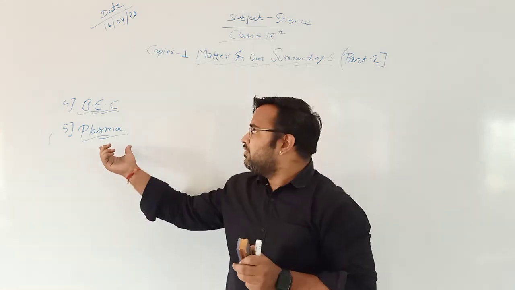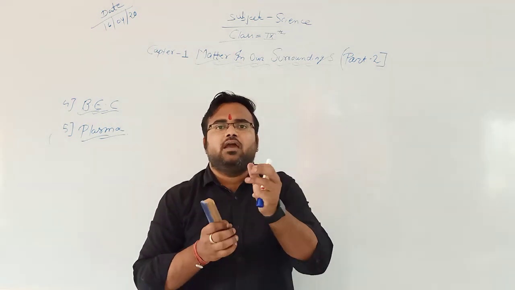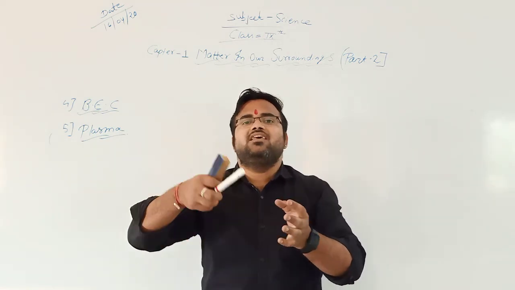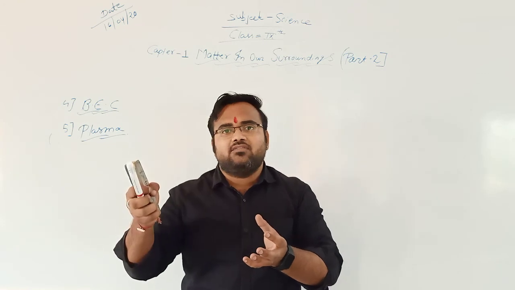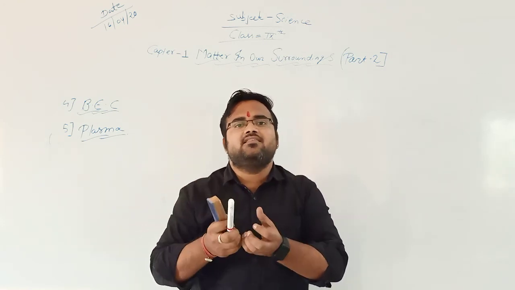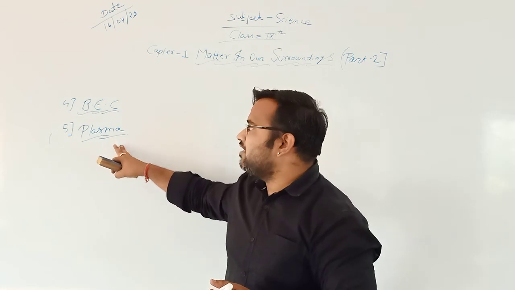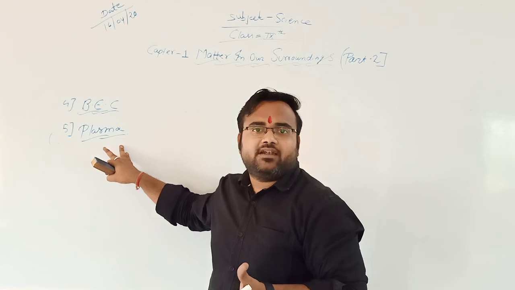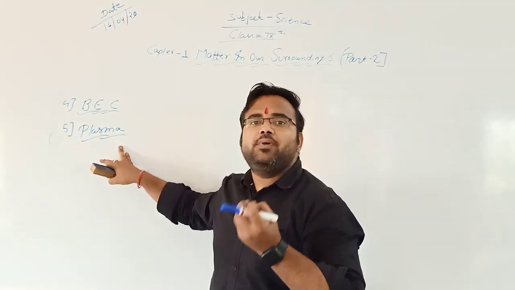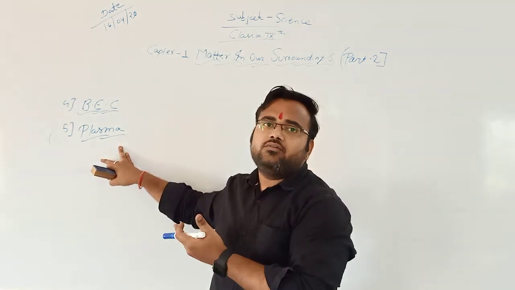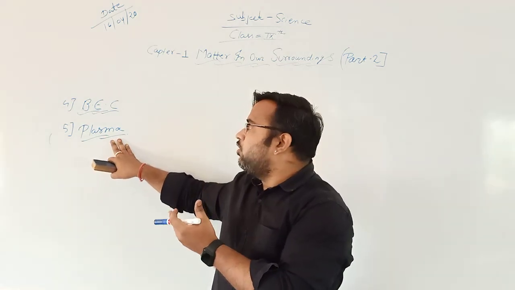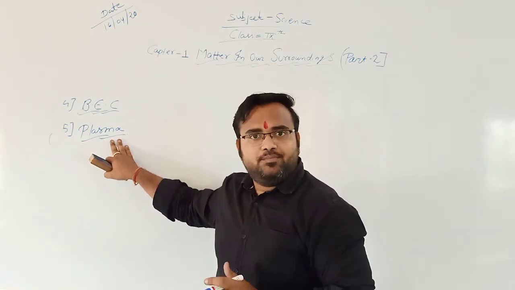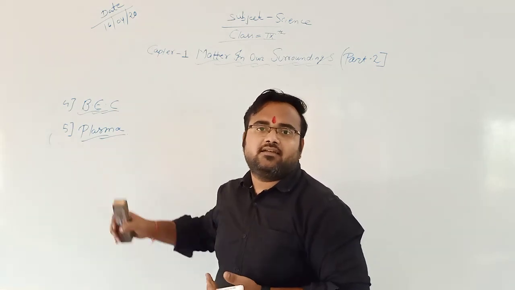Now, how is this plasma state formed? When any atom loses the electrons, then those electrons and the remaining ion, when they combine with each other, that state is known as plasma. Plasma state has an illuminating effect. Plasma state is also used in CFL bulbs, neon bulbs, etc.